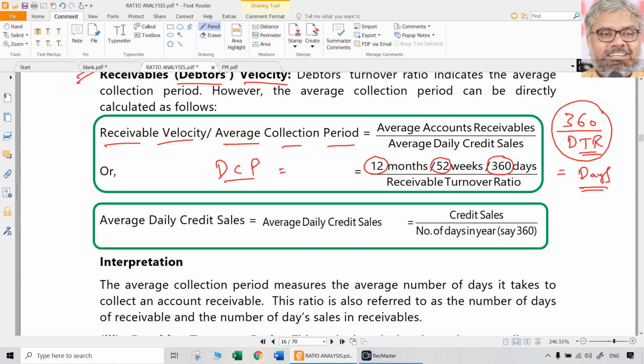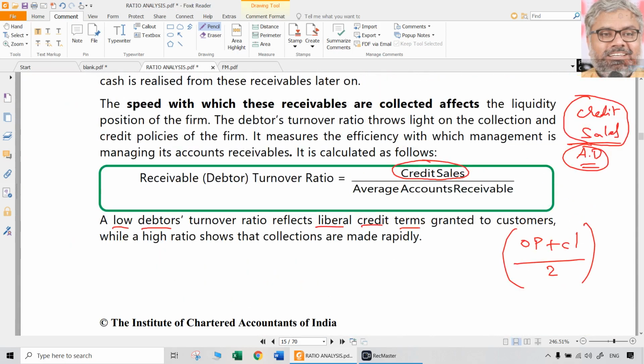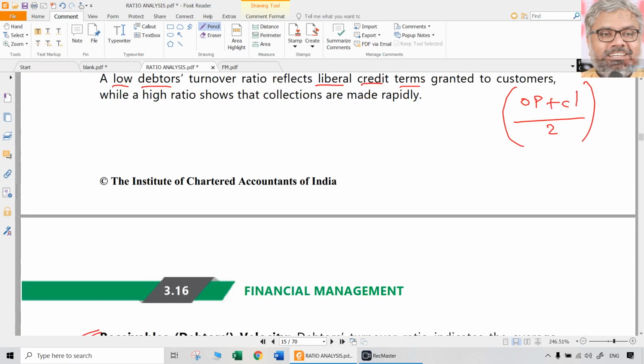365 divided by debtors turnover ratio, 52 divided by debtors turnover ratio, then it will be in the form of weeks expression. If it is months, 12 divided by debtors turnover ratio, then the expression will be in the form of number of months. Normally it is number of days. Weeks and months is generally rare. Can be there. Once you know the concept, time period is just only a matter of expression. But in general, 360 by debtors turnover ratio is what debtors velocity or average collection period or debt collection period is calculated with. That's the formula. We don't need to have separate formula for that. It is easier to have this 2-step formula than one formula. So I suggest go with this formula only.